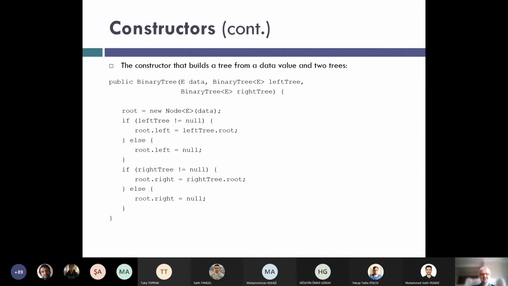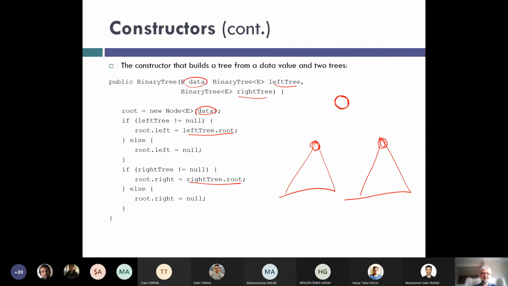This is the three-parameter constructor. In here, we have supplied two trees, right? Left tree and right tree. We can access their root nodes by left tree root and right tree root easily. And to be able to form a tree from these left and right subtrees, we have to create a root node in here, by supplying the data provided to the method, right?